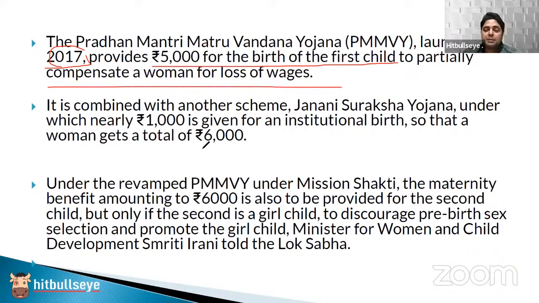There is another scheme which is over and above this scheme, that is Janani Suraksha Yojana. Under Janani Suraksha Yojana, 1,000 rupees is given for an institutional birth, so that a woman gets a total of 6,000 rupees as incentive. This scheme is specifically aimed at increasing institutional deliveries, because it was seen that in most of the infant mortality and child mortality cases, the institutional birth was not there. So to increase institutional deliveries, this particular thing was done.